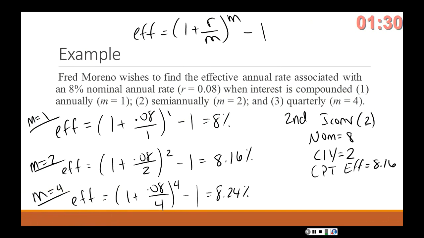So you push second I conversion, which is the number 2 button, enter in nominal equals 8, enter, and the up arrow. Compounding periods per year, you would put number 2, enter, up arrow, and compute. And that would tell you the effective rate is 8.16.